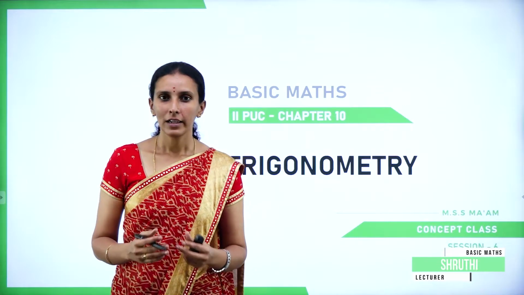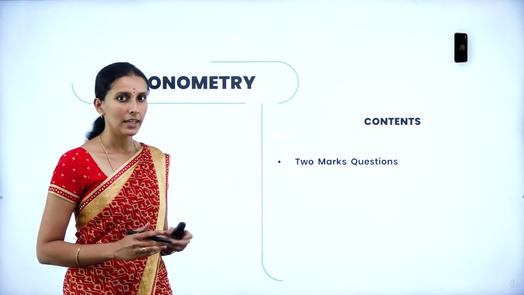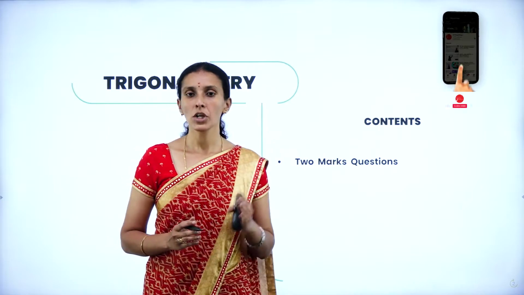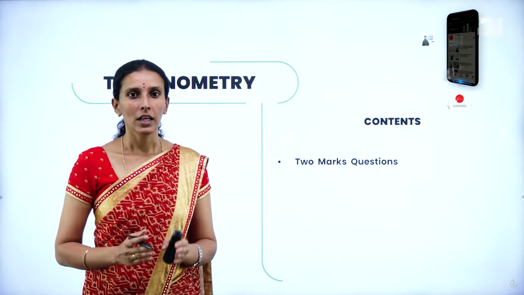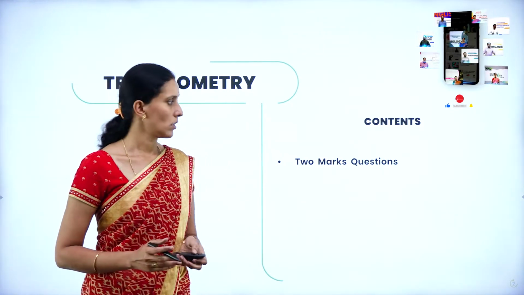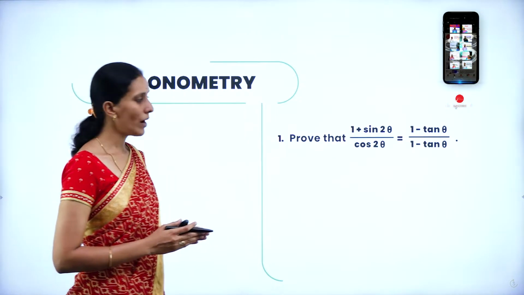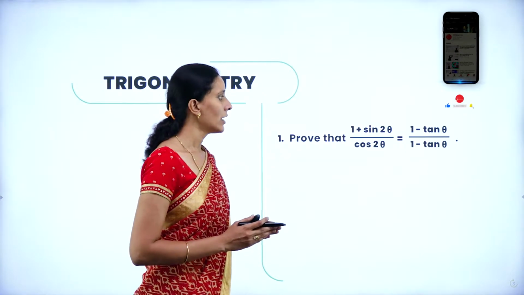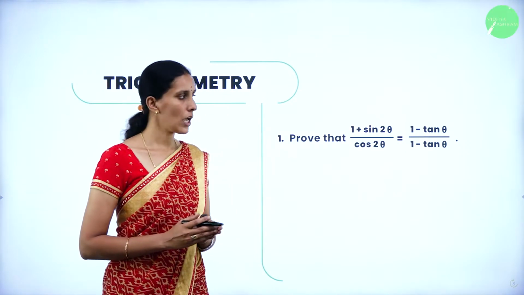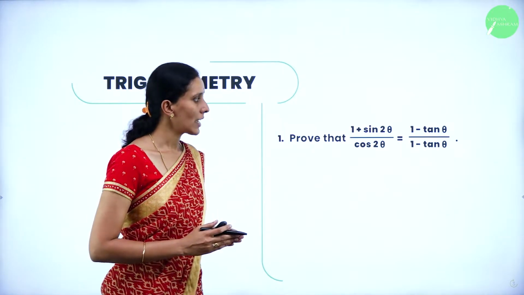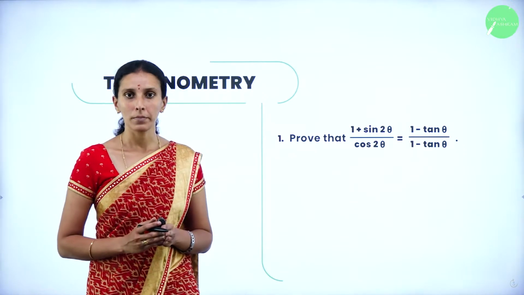So in the previous session, we were discussing 2 marks problem questions. We will continue the same, that is prove that questions. So first question of this session is prove that 1 plus sine 2 theta divided by cos 2 theta is equal to 1 minus tan theta divided by 1 plus tan theta.